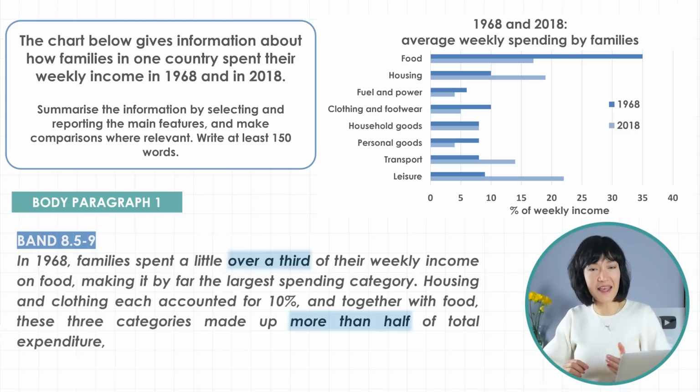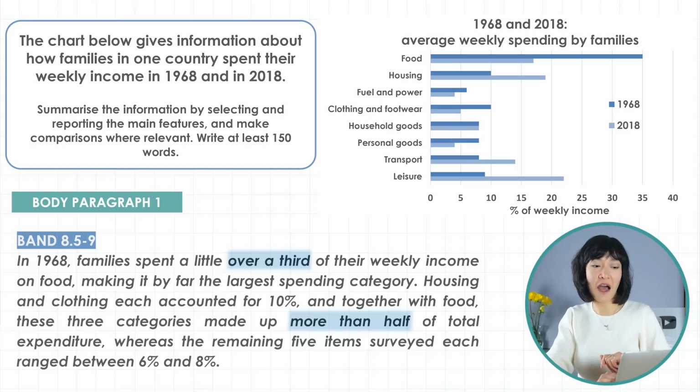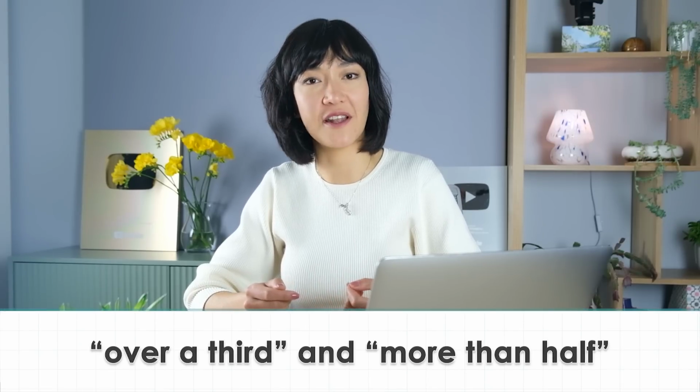Now, let me compare them to the small expenses. Remember the task says make comparisons? I'm actually continuing the same sentence. Whereas the remaining 5 items surveyed each ranged between 6% and 8%. I like how in this paragraph we mix percentages with fractions, like over a third or more than half.